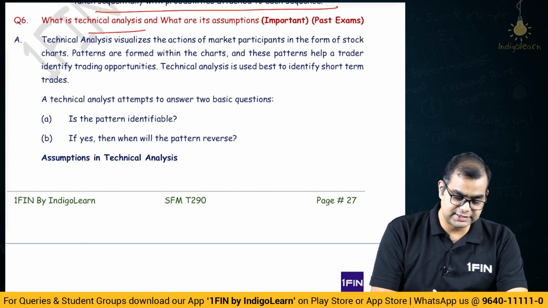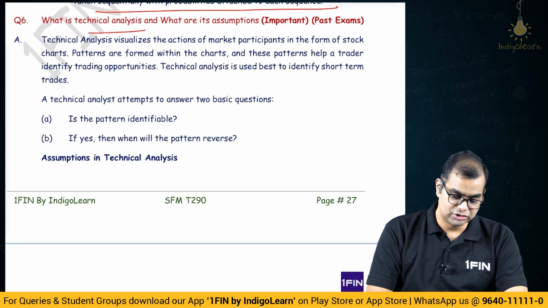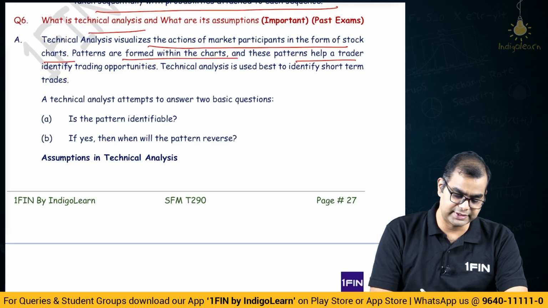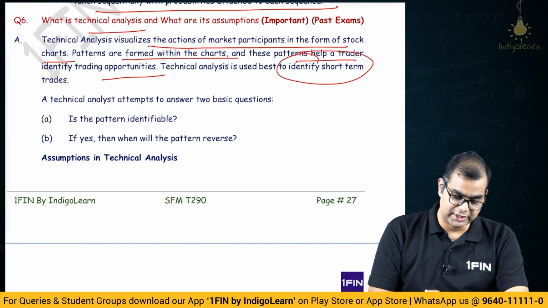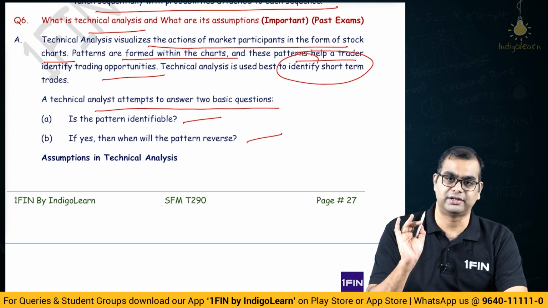What is technical analysis and what are its assumptions? So technical analysis, basically, as I explained to you, is all about charts, trends, patterns. So it visualizes the actions of market participants in form of stock charts. Patterns are found with charts and these patterns help a trader identify opportunities. It is primarily used for short term, and a technical analyst attempts to answer two basic questions. Is the pattern identifiable? If yes, when will the pattern reverse?